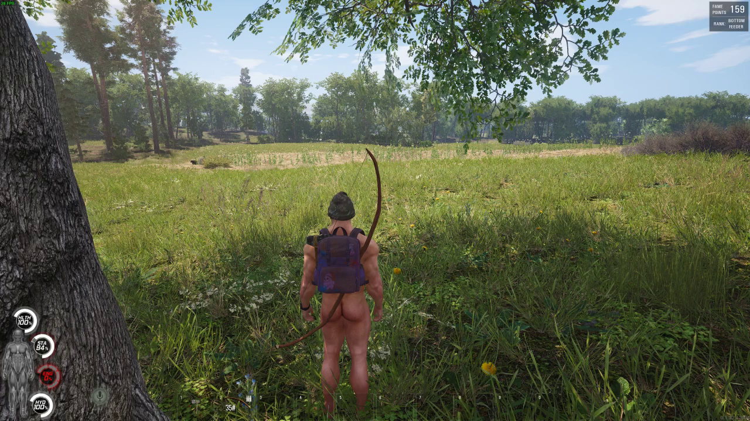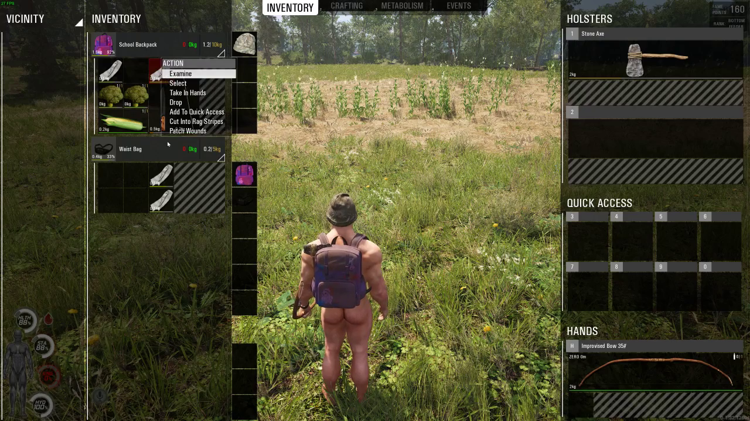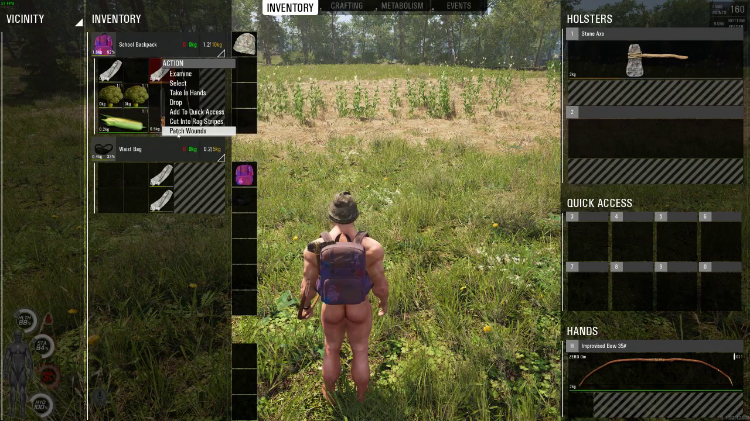What's that? Oh, is it a bear or a pig? Let me chase my frickin'. Oh, okay. Oh, I'm bleeding. Just bandage before I carry on. Patch wounds, okay. Is that a horse? Right.